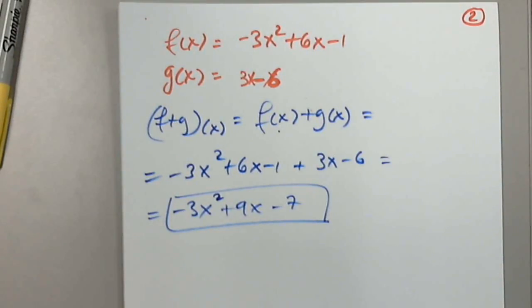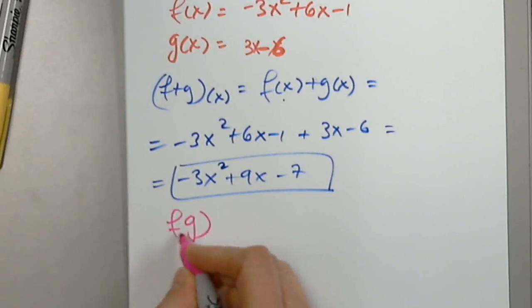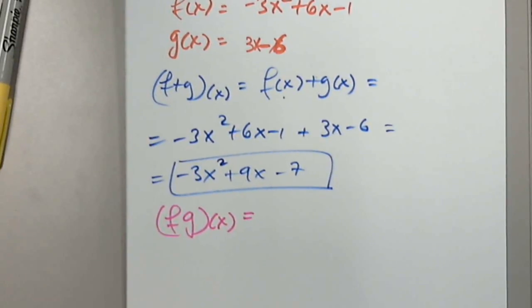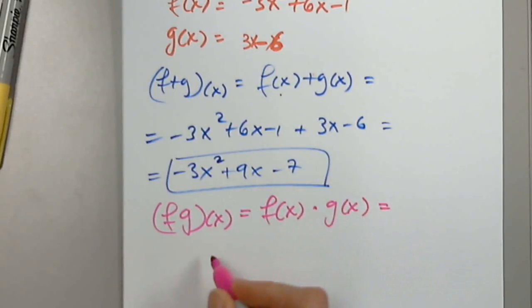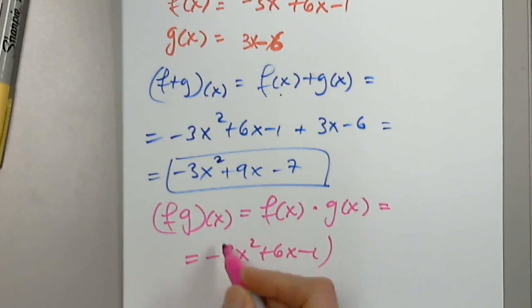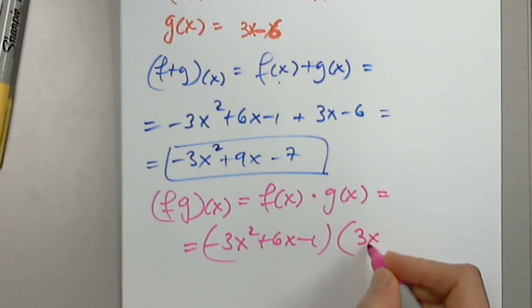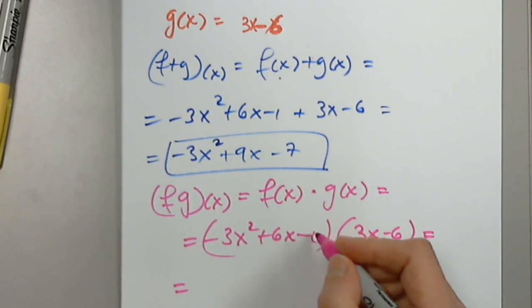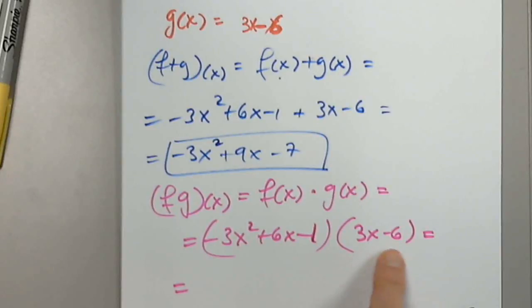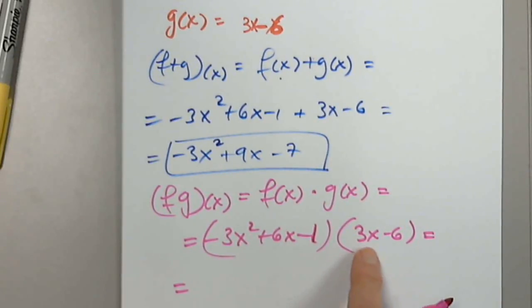Okay, then we wanted the product. So fg of x, I have to write the definition so I don't make a mistake. It's f of x multiplied by g of x. So I copy f as negative 3x squared plus 6x minus 1. It's a lot of writing, but I think it's from the previous material. So I prefer distributing 3x and then negative 6, but you can say I'm going to distribute this to these two, and then this to these two, and then this to these two. But I prefer it this way.